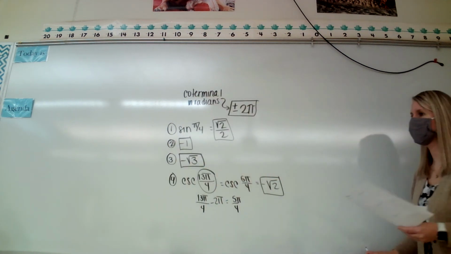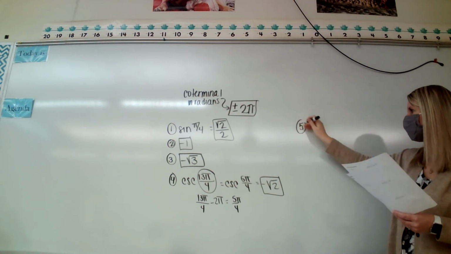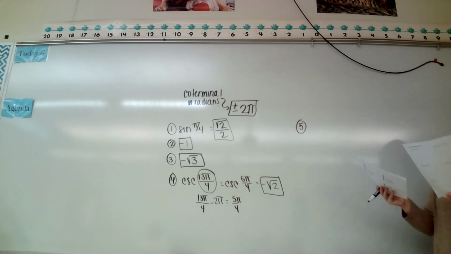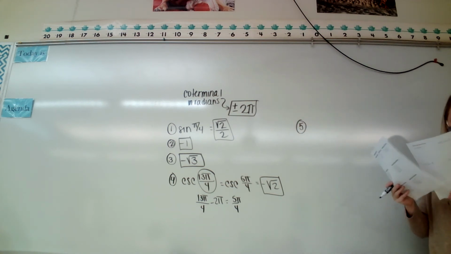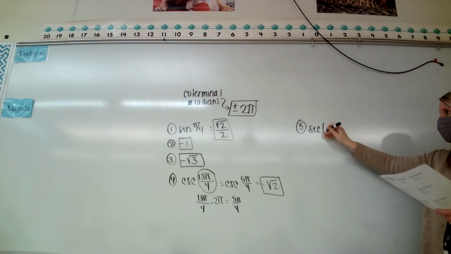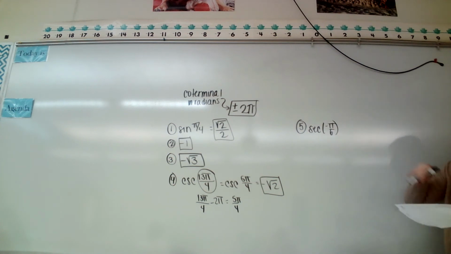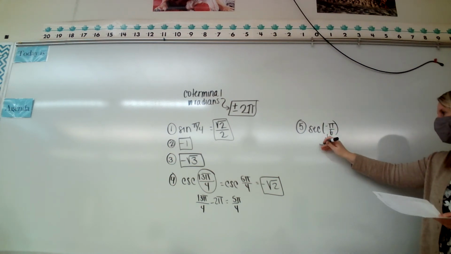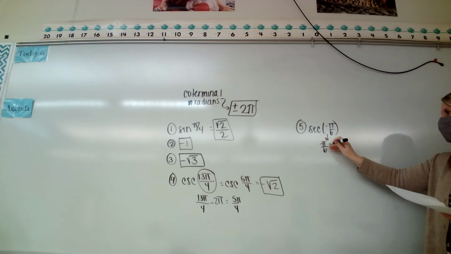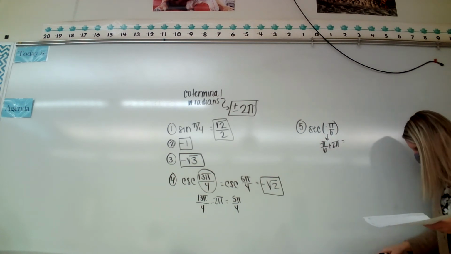So let's look at these other ones. Number 5. What do we got? Oh, okay. So -pi/6 is not in my chart, right? There's no negatives in my chart. So please don't say, well, pi/6 is there. Not the same thing. So what I do is I take -pi/6, and I'm going to add 2 pi to find my coterminal. I have no clue what that is.